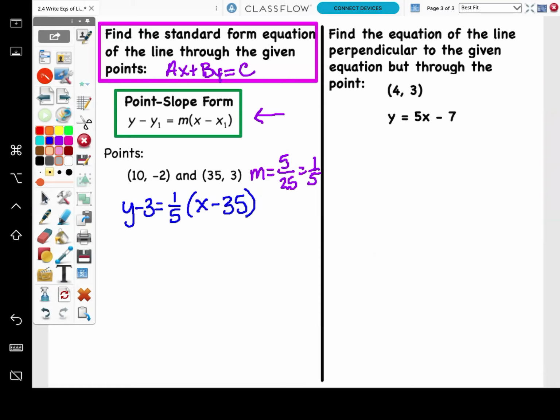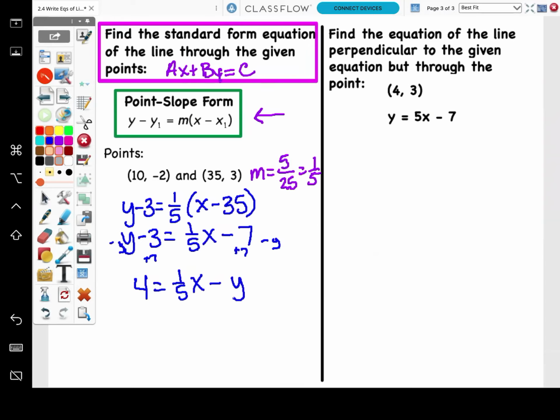And now my answer wants to be in standard form, so I just need to do some rearranging. So I see a distributive property here. So I'd have 1/5 x minus 7. Standard form has all variables on one side, all constants on the other. So I think I'm going to add the 7 and subtract the y. So I'm going to have 4 equals 1/5 x minus y.